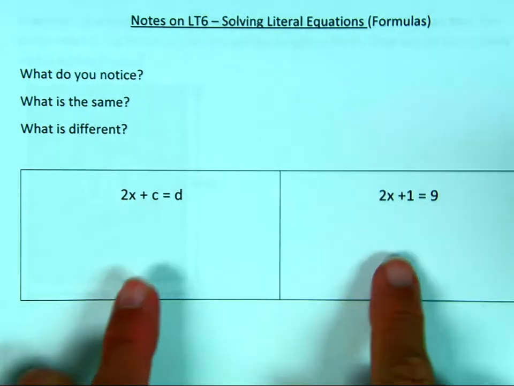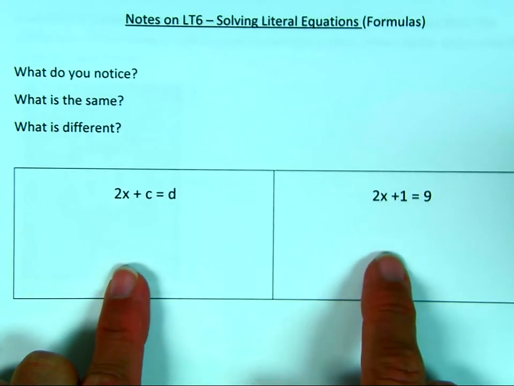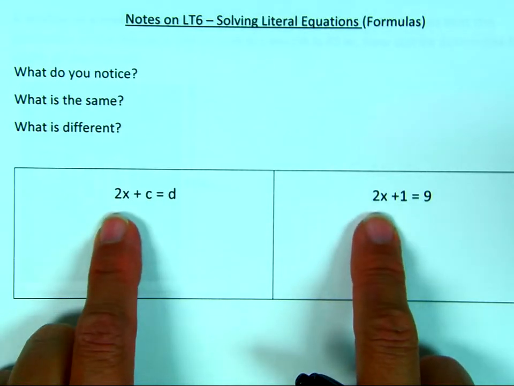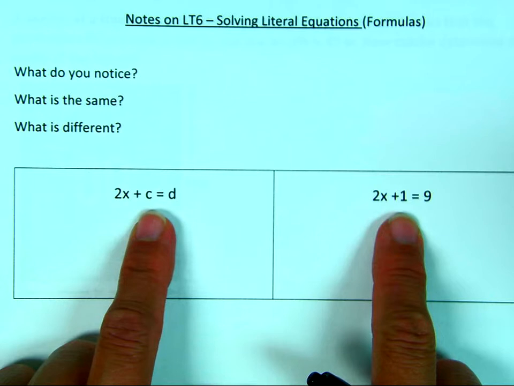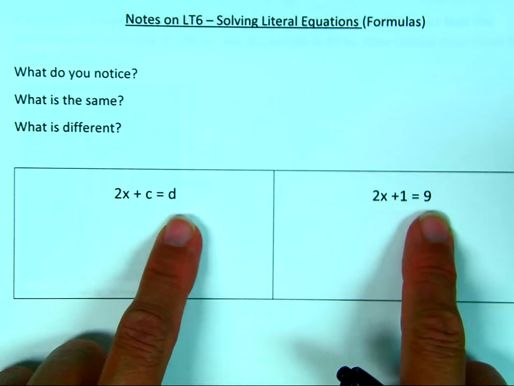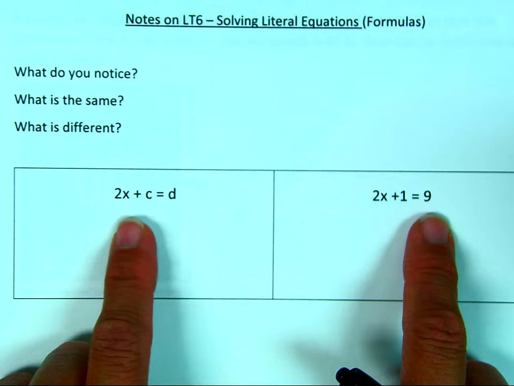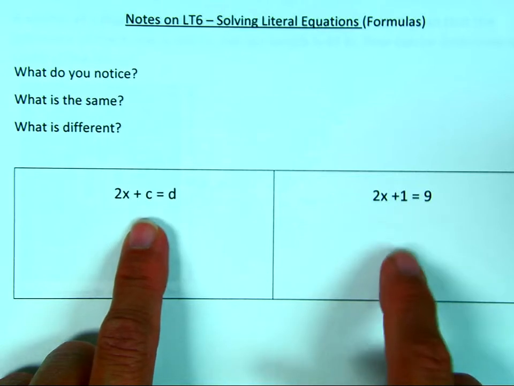So I want you to look at these two things right here. What do you notice? What's the same? What's different? So we see that the 2x is the same, but then instead of a plus 1, I have a plus c, and instead of equals 9, I have equals d. So over here we would call this a literal equation because it has 3 variables, whereas this one we're just going to call a linear equation, has 1 variable.